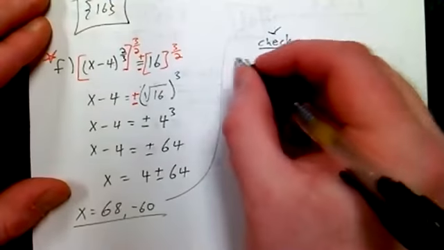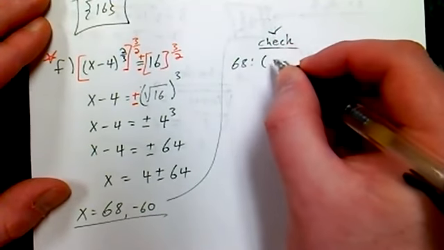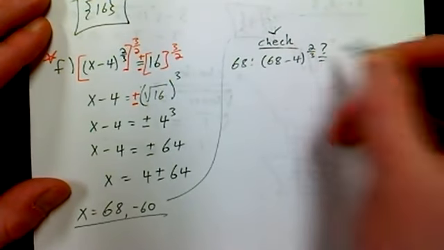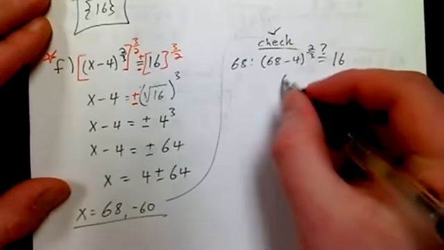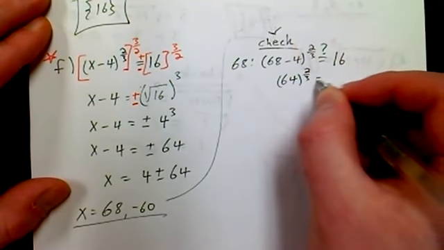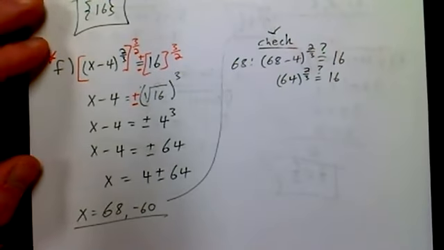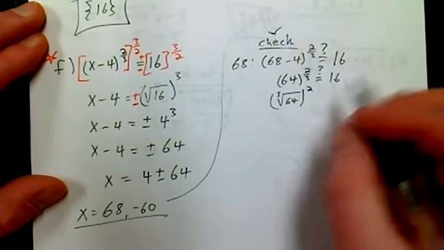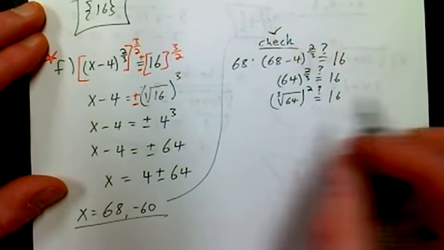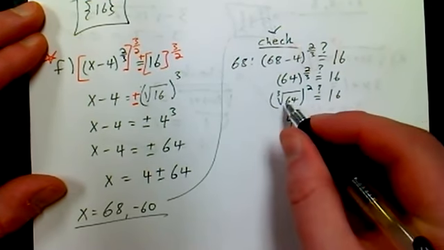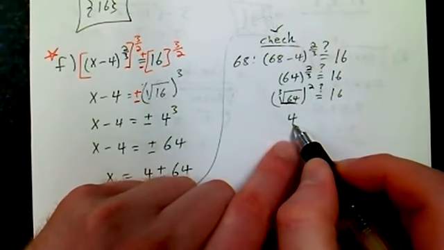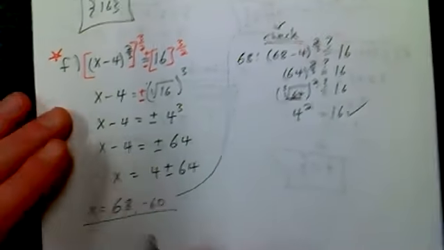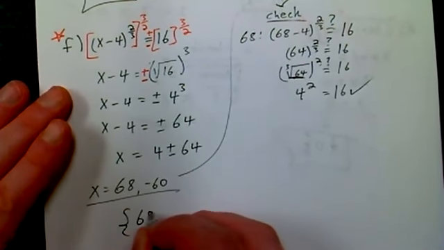So let's see, let's check 68 first. Is 68 minus 4 to the 2/3 equal to 16? Well, that's 64 to the 2/3. Well, I know that this is the cubed root of 64 and then squared. Cubed root of 64 is 4, and so this whole part right here inside the parentheses is 4, and that value squared, and I know that is equal to 16. So 68 down here checks out.